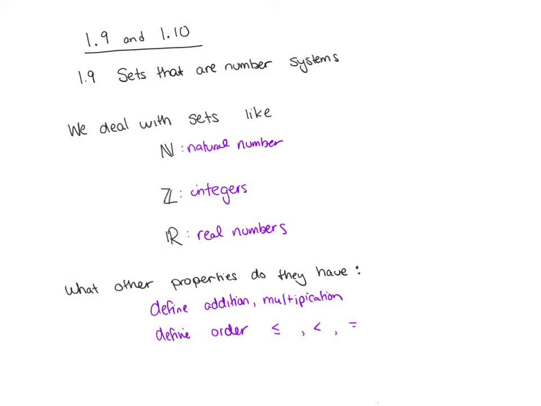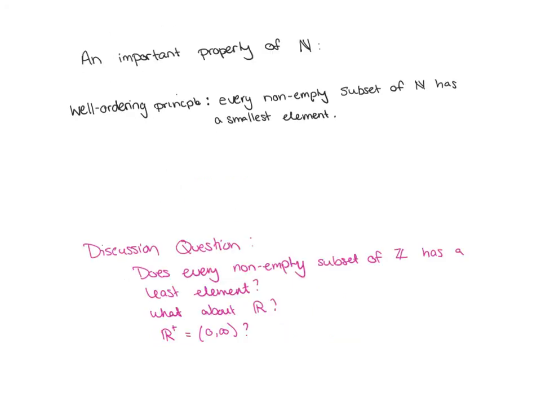But there are also some important properties of these sets that we need. So we're going to talk about a few of those examples in this section. The big one, this big important property, is a property of N, and it's called the well-ordering principle. What the well-ordering principle says is every non-empty subset of N has a smallest element.